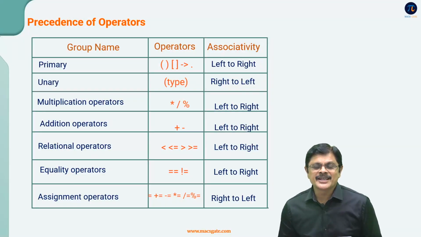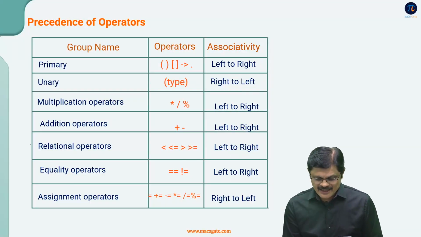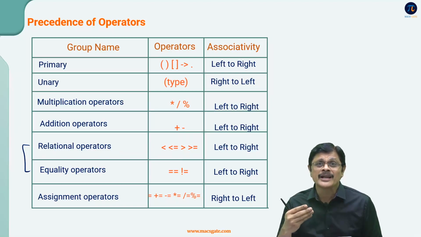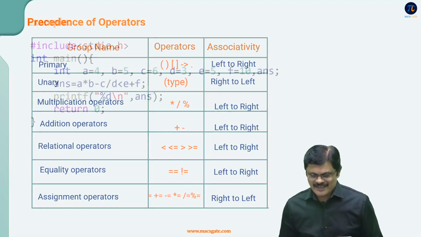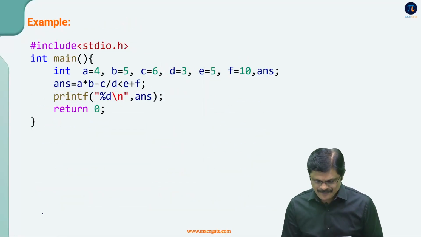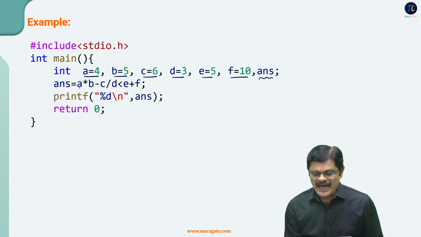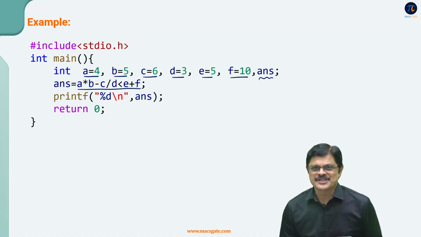Now let us see the precedence of relational operators. The relational operators have precedence less than arithmetic operators, but more than assignment operators. Let us consider this simple example. Here variable A is assigned value 4, B is 5, C is 6, D 3, E 5 and F is 10, and there is one more variable ans. To ans we assign this expression, that is, the value of the expression is assigned to ans and we are printing the value of ans.